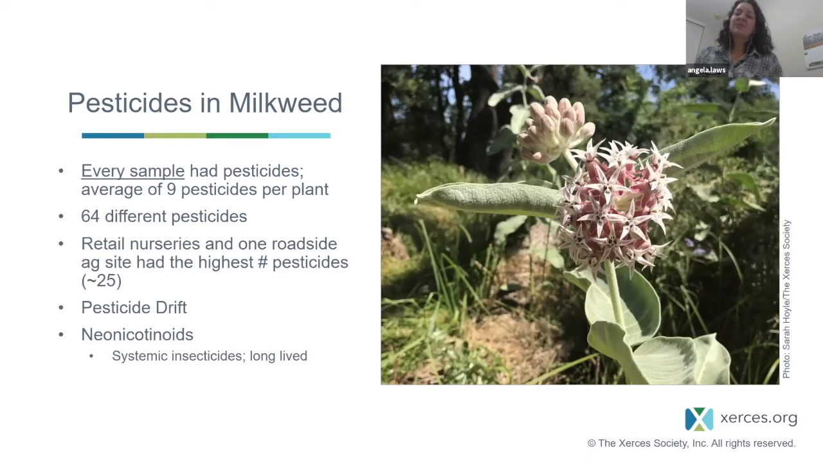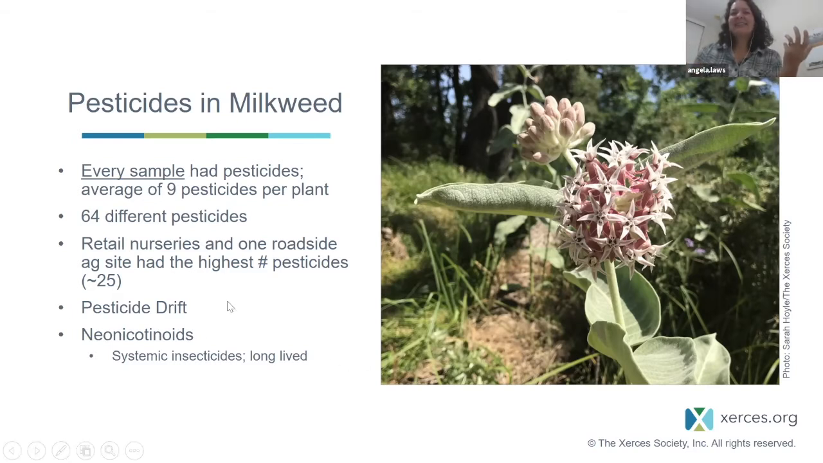And the average was 9 different pesticides per plant. We found 64 different pesticides total. The plants with the most kinds of pesticides were the ones we purchased from retail nurseries and one roadside ag site, actually where this picture was taken. So they had about 25 different pesticides on them. My coworker, who has been in her house for eight or 9 years and doesn't use pesticides, she sent some of her milkweed leaves in as an urban site, and she had 9 different pesticides. And she was incredibly upset.